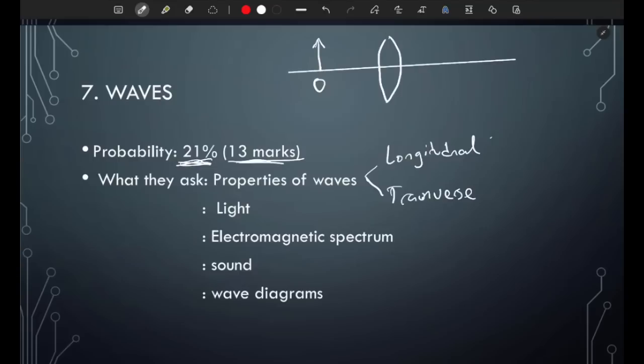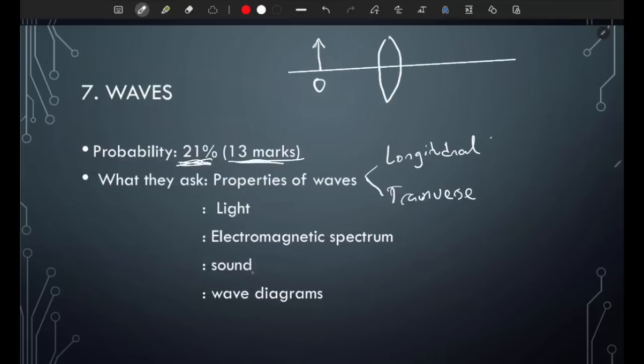The third one is the electromagnetic spectrum. You should know the different waves in the electromagnetic spectrum, which are the gamma rays, the X-rays, the light rays, the infrared. There are multiple of them, so make sure to know their properties and some of their uses.